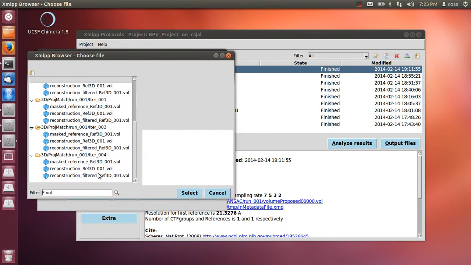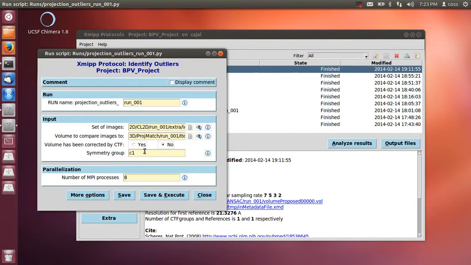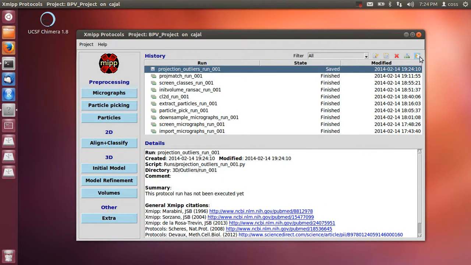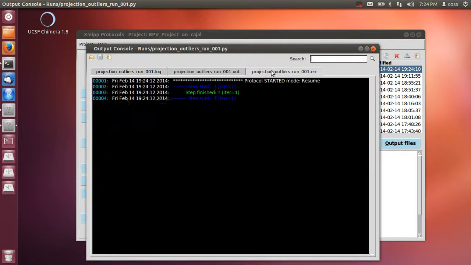So for instance, let's say this is the last volume, and now you compare these images to these volumes. This is just a question of whether you have corrected the amplitude of your volume or not, and we compare those images. Okay, so let's do the comparison. This is again relatively fast. You may see here how it is progressing.